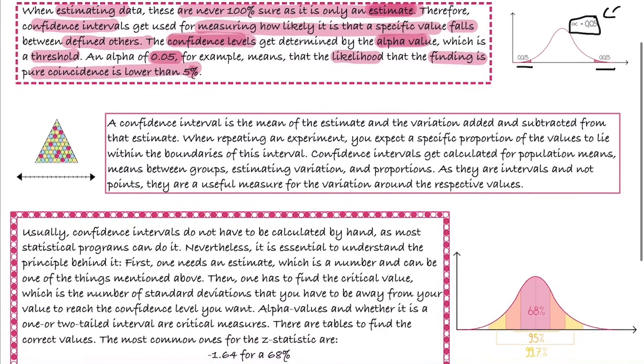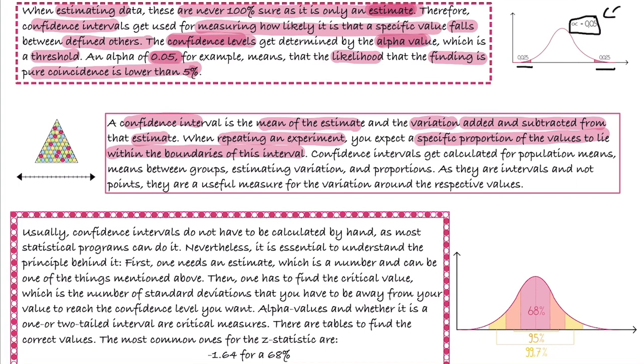Now, a confidence interval is the mean of the estimate and the variation around that estimate. And now, when you repeat an experiment, you expect a specific proportion of the values to lie within the boundaries of this interval. That's the whole point.